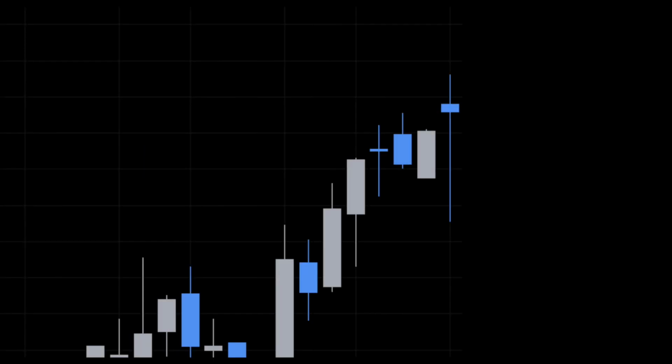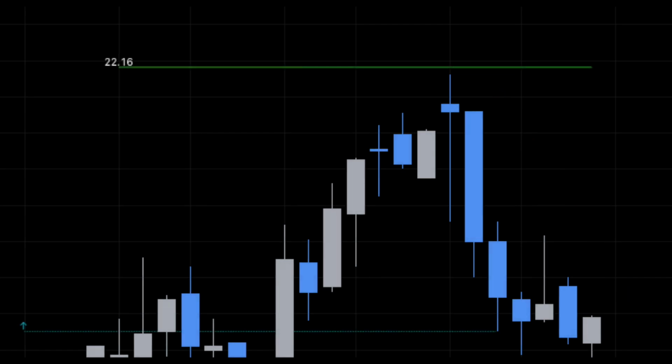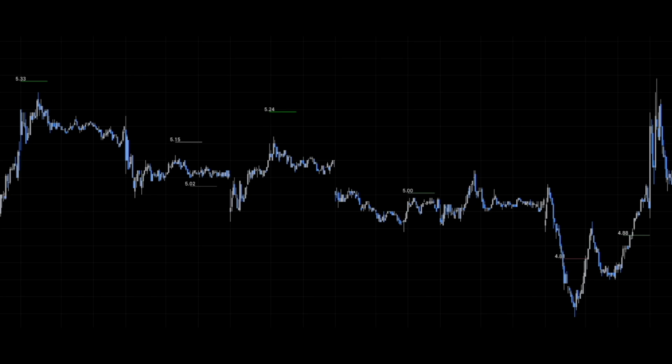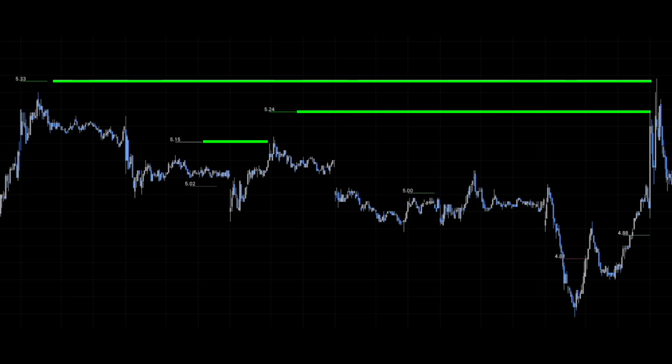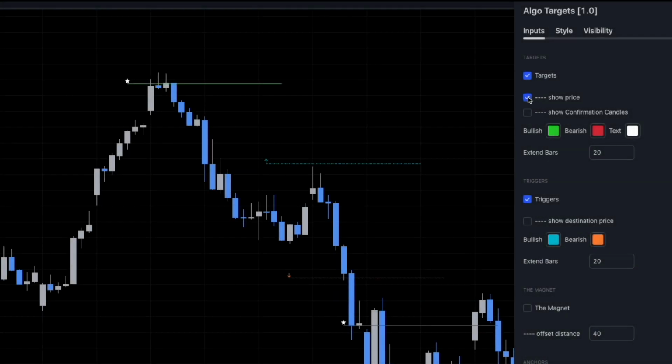You ever wonder why price shoots up quickly, only to immediately reverse? It's not due to supply and demand. It's because that level was programmed into the algorithm hours, days, or weeks ahead of time. Using a proprietary prediction model, the algo targets indicator identifies these levels in advance. Triggers and targets work together to give us precise entries and predetermined exits.